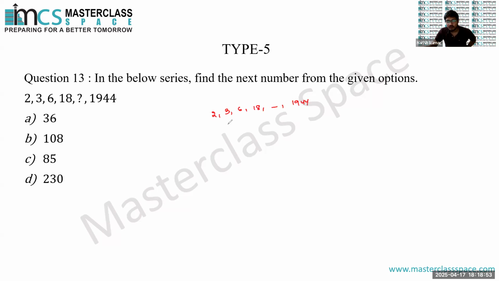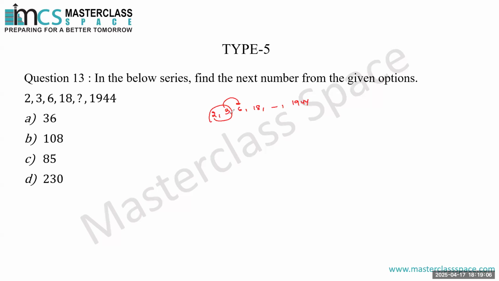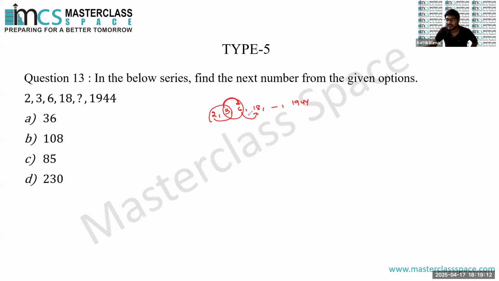So we have 2, 3, 6. Now carefully observe that. What is the product of 2 and 3? It is 6. Yes or no? Right, guys? Yes, 2 into 3 is 6. Next, 3 into 6 is 18. So the logic can be the product of two previous numbers is the next number. So 2 into 3 is 6, 3 into 6 is 18, so next is 6 into 18, which is 108. So therefore, your answer is 108. Very, very important question. Very good question.